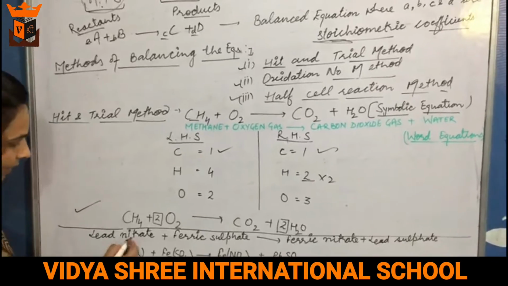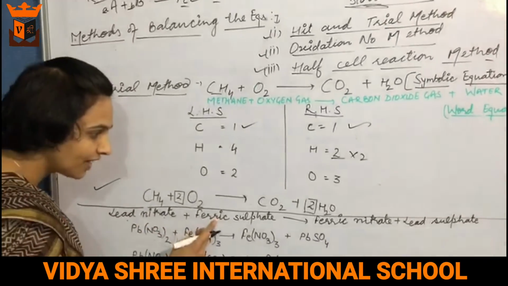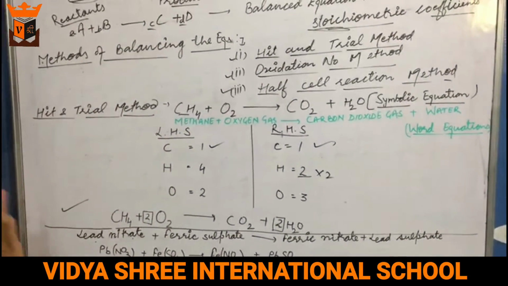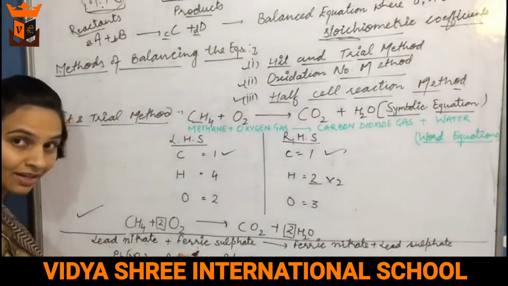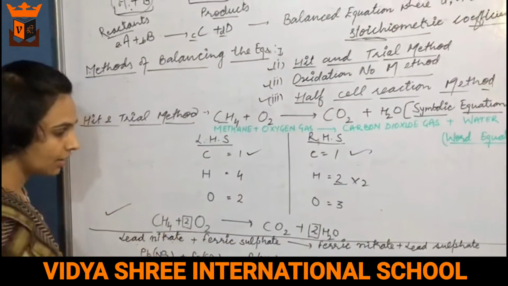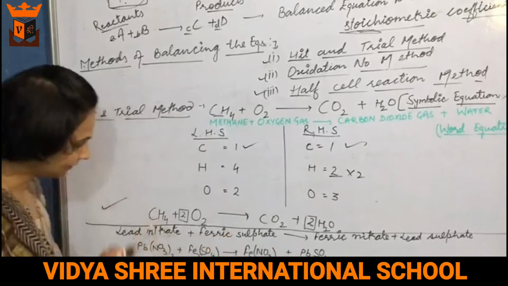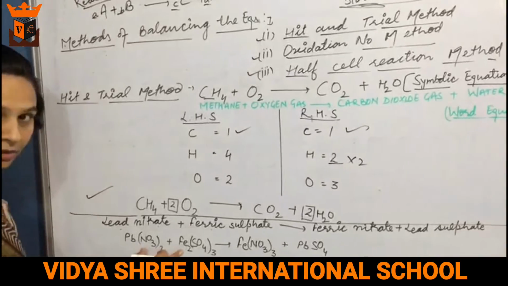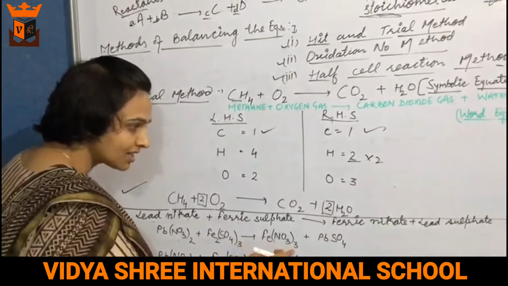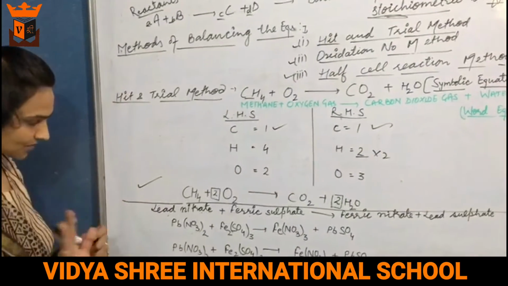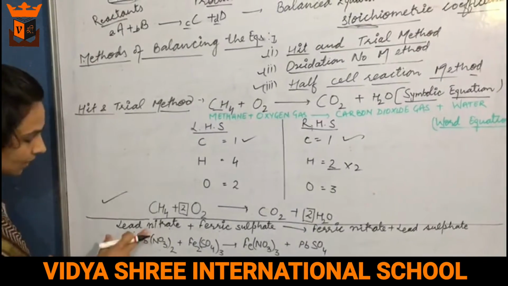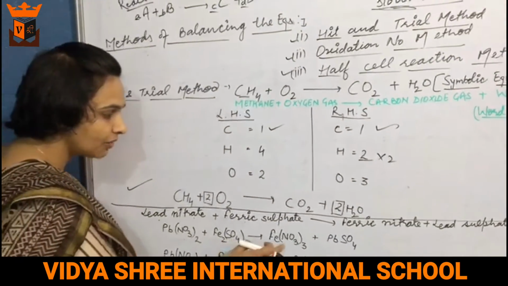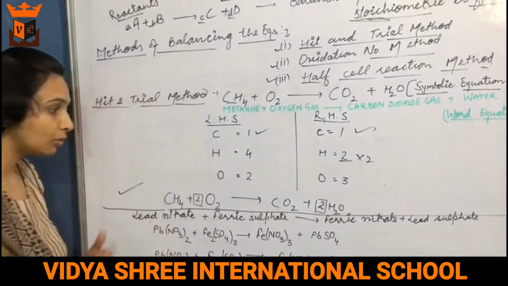One more example. Lead nitrate plus ferric sulfate give rise to ferric nitrate and lead sulfate. As you know, the difference between ferrous and ferric: if low oxidation state is there, then ferrous. If high oxidation state is there, then ferric. So, the symbolic equation is Pb(NO3)2 plus Fe2(SO4)3 gives Fe(NO3)3 plus PbSO4. Now, you have to balance it.